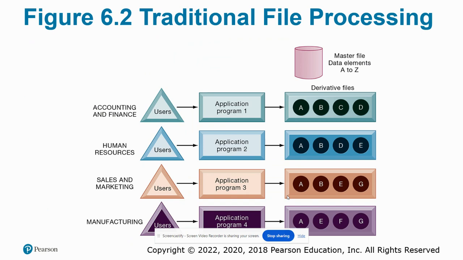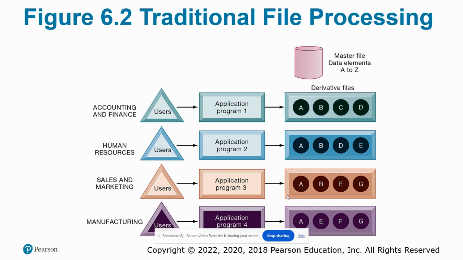This graphic illustrates a traditional environment in which different business functions maintain separate data and applications to store and access that data. What kinds of data might be shared between accounting and finance and HR? What about between sales and marketing and manufacturing?